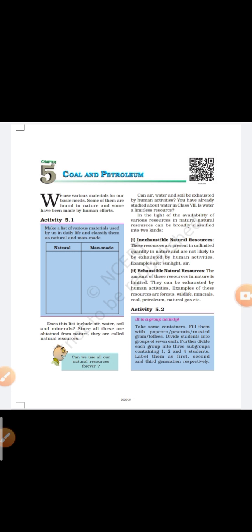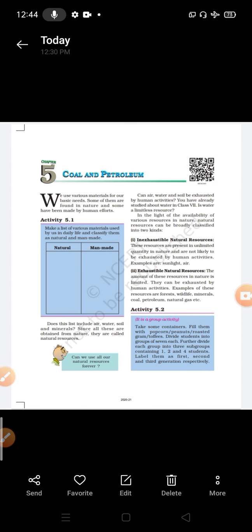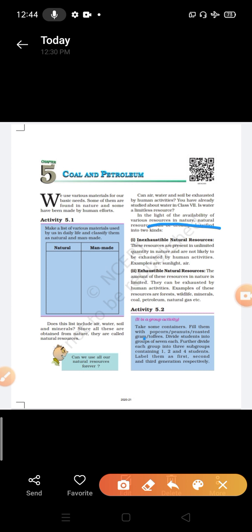Inexhaustible natural resources are present in unlimited quantity in nature, and they are not likely to be exhausted by human activities, like sunlight and air. We do not have any control over them. As long as they have life, they will provide us their material. So sunlight and air are always available on earth. They are inexhaustible natural resources.